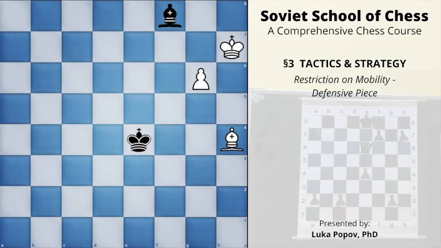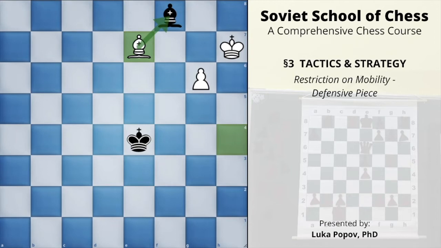So the winning move here is bishop to e7, and now the game is lost, because if the bishop takes, then the pawn will just promote. If the bishop doesn't take, then white will just take the bishop. So white wins in this position. In tactical books, this is usually called the removing the defender pattern.